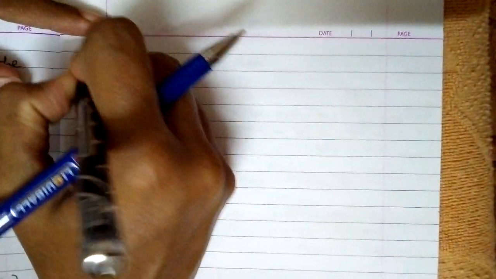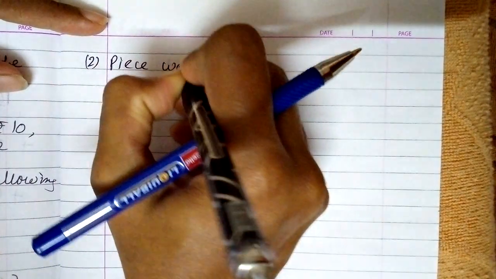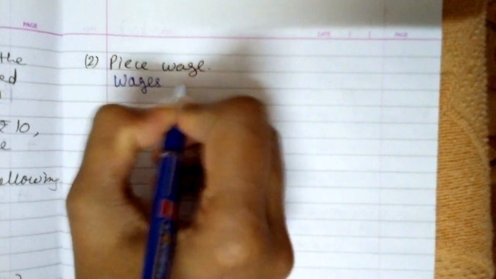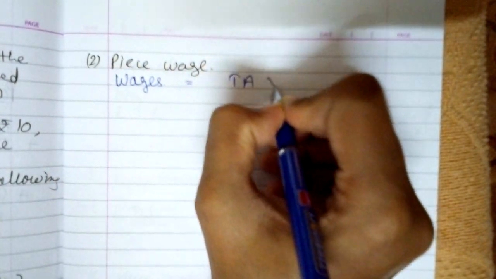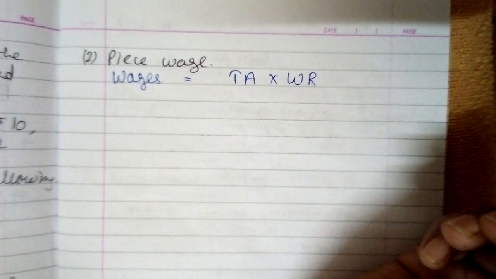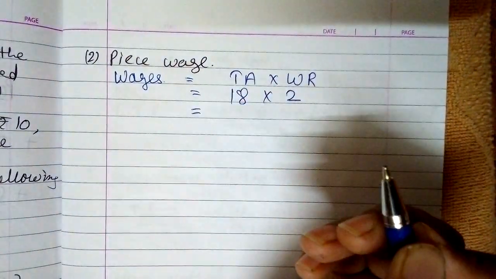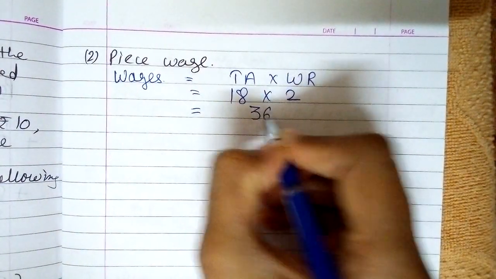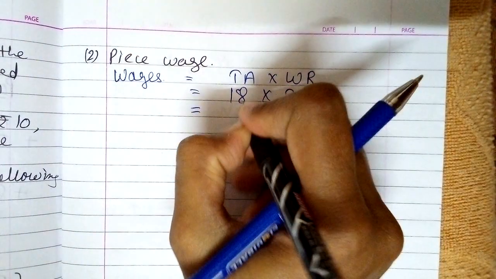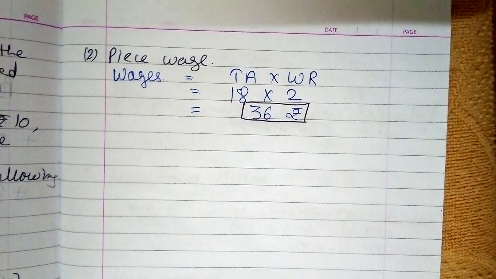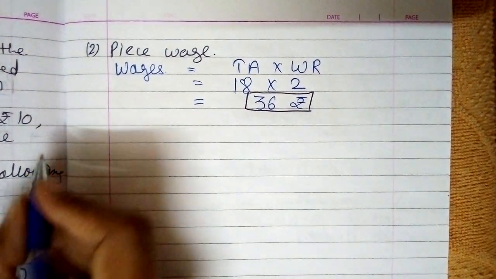Next, second, piece wage system. As per piece wage system, wages equal to time allowed into wage rate. So time allowed was 18 hours and wage rate is 2 rupees per hour. So wages will be 36 rupees. Right? So time wages will be 24 and piece wages are 36.